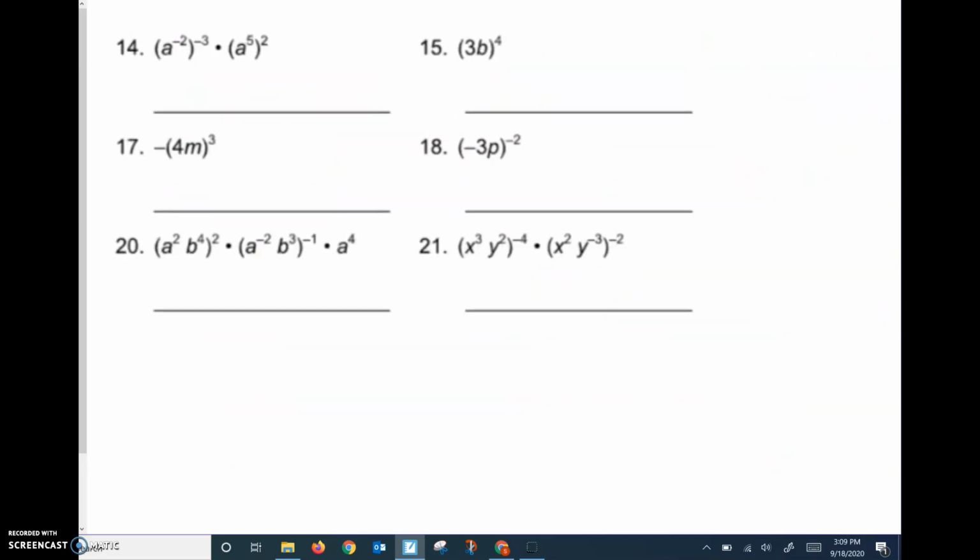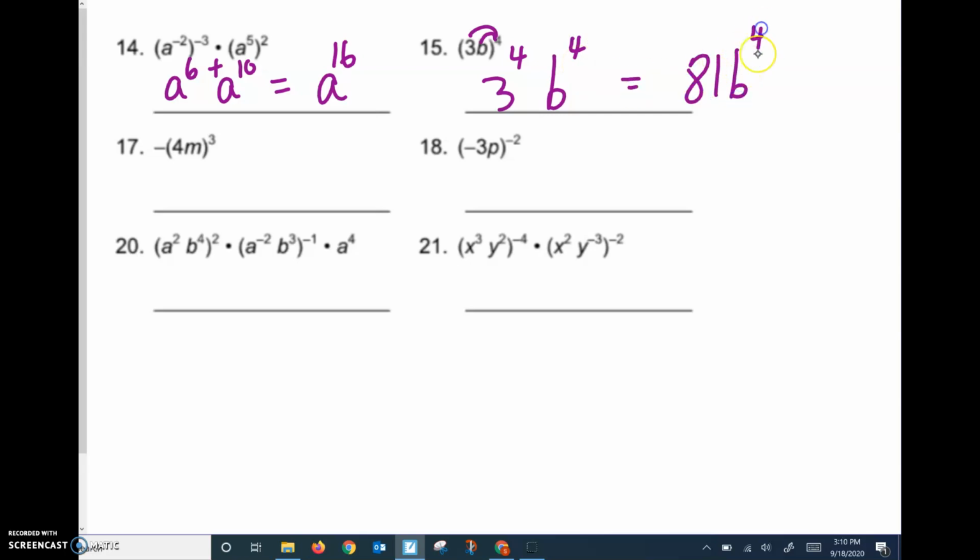All right, number 14. So we're going to multiply those, so we get a to the 6th, multiply, we get a to the 10th. So now when we add these two together, we have a to the 16th. All right, now we're talking about doing the distributive property and having to bring this in to everything. So you have to have 3 to the 4th and b to the 4th. Now use your calculator, and 3 to the 4th is 81, b to the 4th.